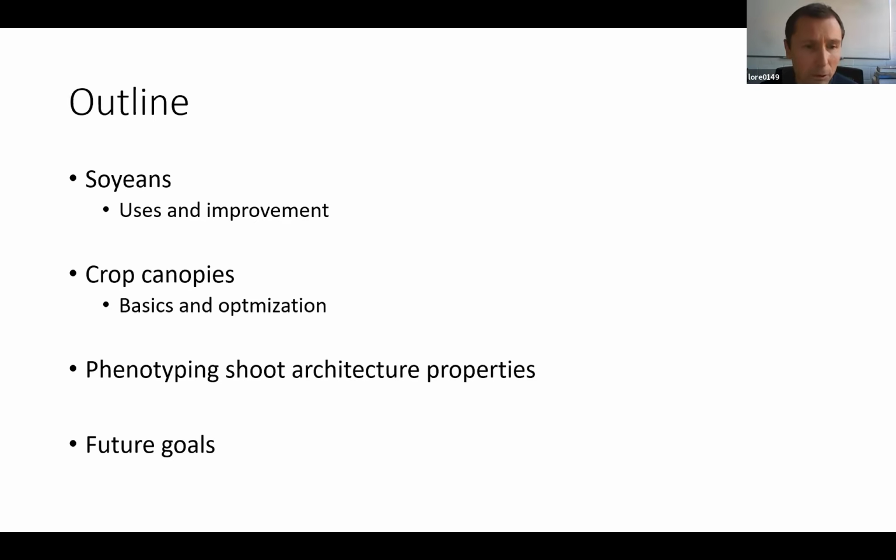All right, so Suma will go into that, of how we're looking at the shoot architectural properties of individual plants, how those come together to create the crop canopy, and how those may be genetically changed to enhance yield potential if only we could measure those properties more efficiently. And then we'll go into some future goals and vision we have for this kind of research.